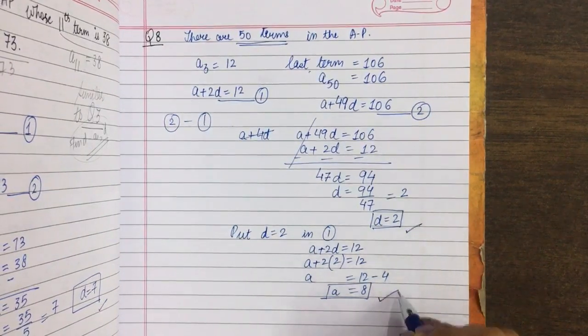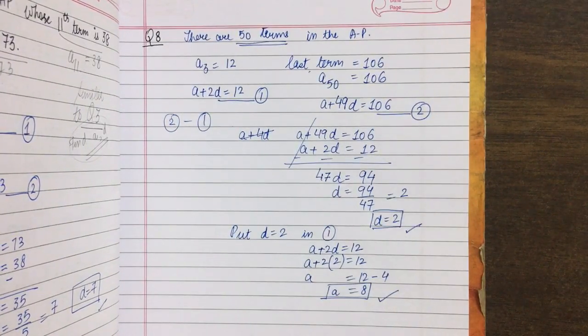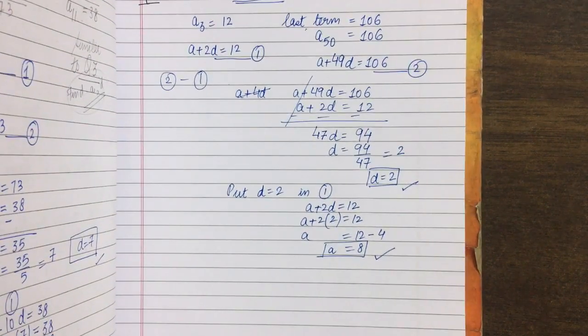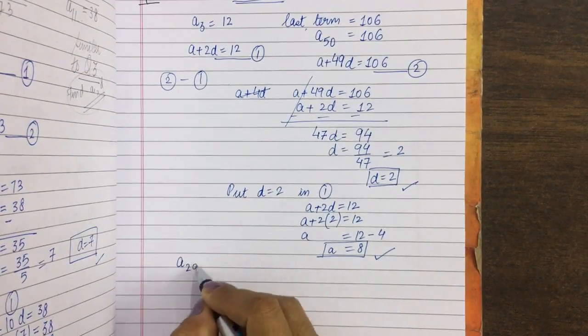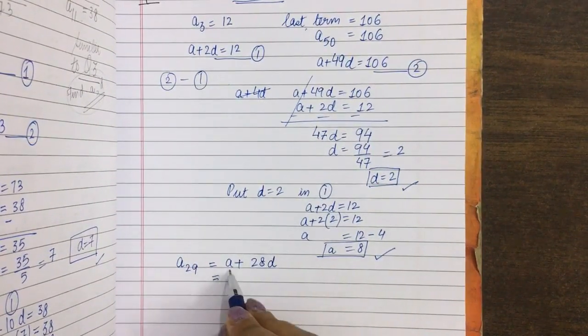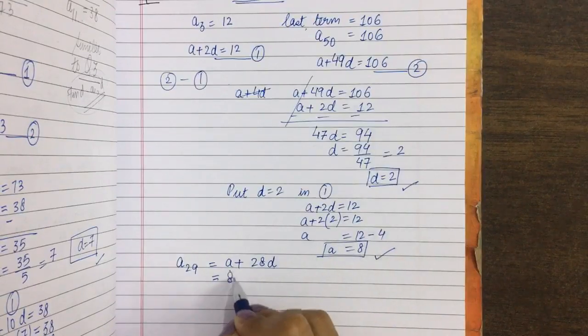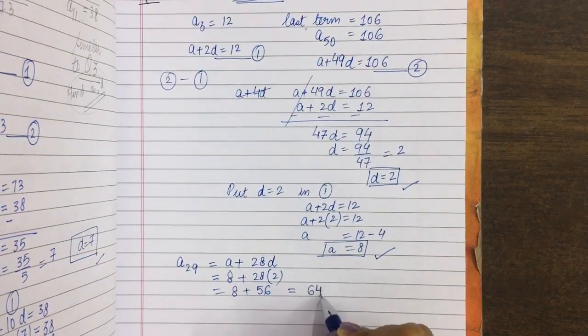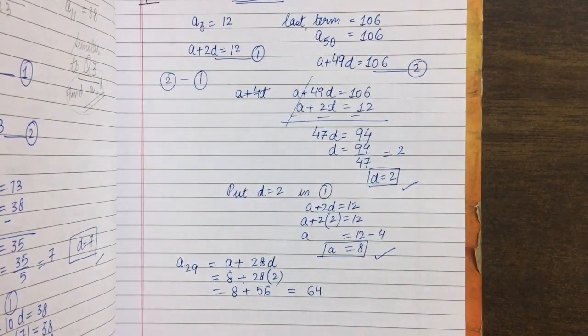Once you have obtained the first term and the common difference, now you can find out the term they are asking for. You have to find out the 29th term. So now I can find out the 29th term. A29 is equal to a plus 28d. Use the values of a and d which you have obtained. So this is the answer.